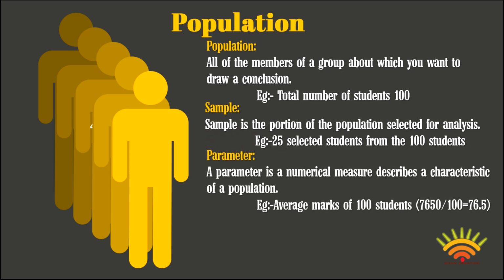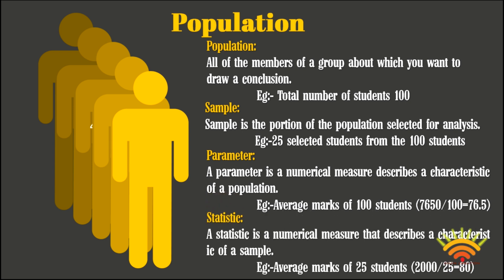Parameter. A parameter is a numerical measure that describes a characteristic of a population. For example, in my classroom there are 100 students. The average marks of these 100 students is called a parameter. The marks of all the 100 students will be added and then the total will be divided by 100. Then the average is the parameter, which describes the population. That means the average marks describe the total number of students in the classroom.